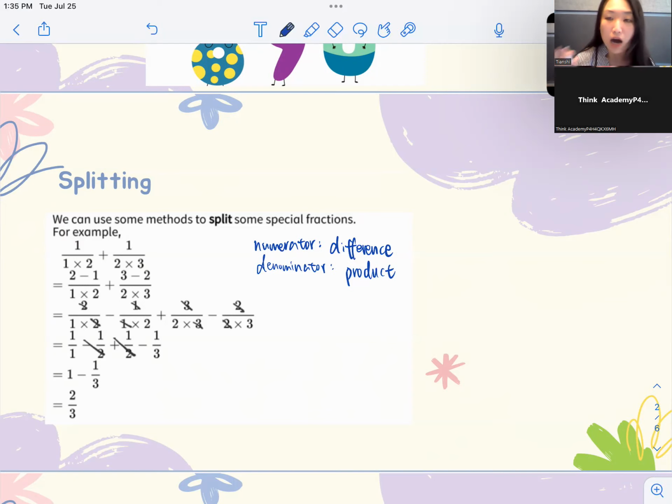In that case, all the middle terms will cancel out each other. So the final result will just be the first term minus the last term, which is 1 minus 1 over 3. So the whole thing can be simplified to 2 over 3. So this is the splitting method. If the numerator is the difference and the denominator is the product, we can use the splitting method. We will also go over a problem related to it later.